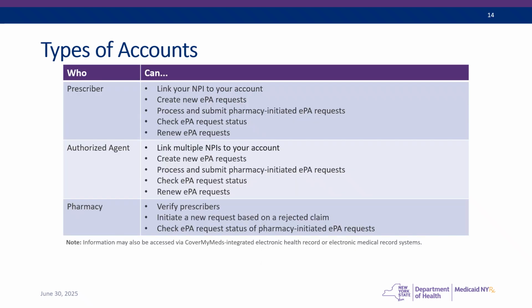Based on the type of account you have, you can perform several actions. If you're a prescriber or a prescriber's authorized agent, you can link your NPI or multiple NPIs to your account, create new ePA requests, process and submit pharmacy-initiated ePA requests, check an ePA request status, or renew ePA requests.